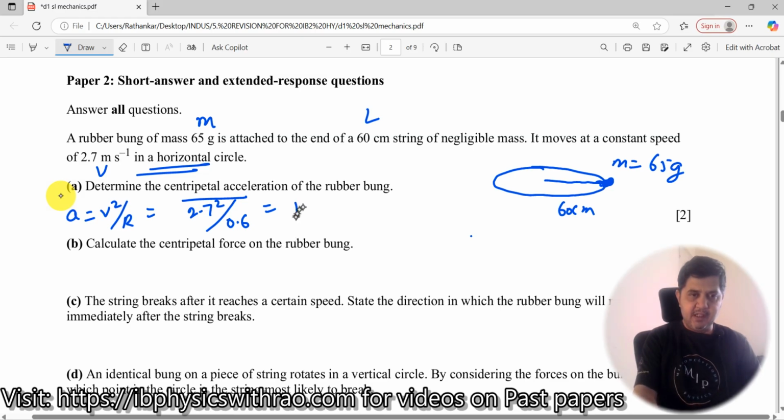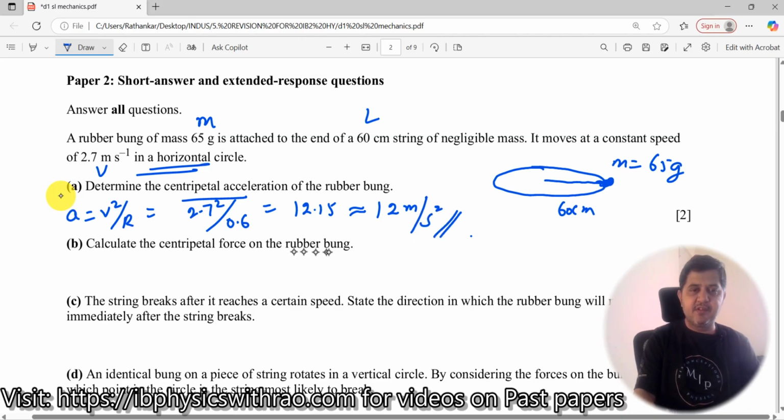12.15. Two significant figures, 2 here, 1 here, 2 here, and so on. So therefore, we'll just write this as 12. What is the unit? The unit is meter per second squared. This is the answer.